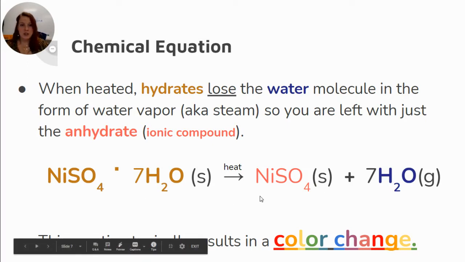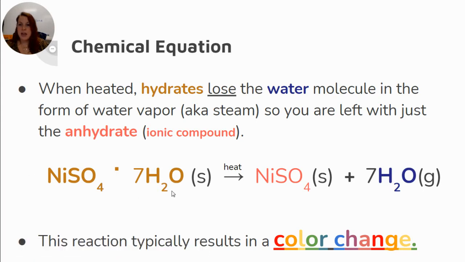So take a look at this equation. On the left-hand side, we have nickel 2 sulfate or hydrated nickel 2 sulfate. And we know that this is one compound because of the dot. That shows us that these two compounds are still together, still sharing the same substance. The S here tells us that we're dealing with solid hydrated nickel 2 sulfate. This arrow here tells us that we are going to go through a chemical reaction, and the heat obviously tells us we are adding heat to make that reaction happen.